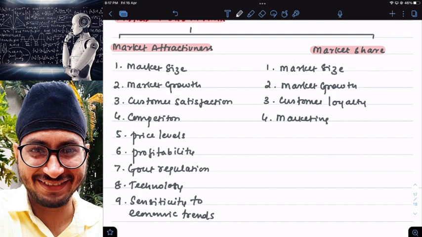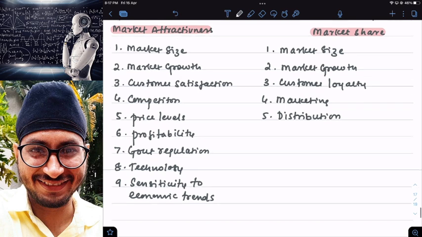Then we have distribution. One more example of market share is distribution facilities. Distribution means my products are available in most of the places, in most of the kirana stores, in most of the supermarkets. It means my distribution is very good, because of which my market share will increase.